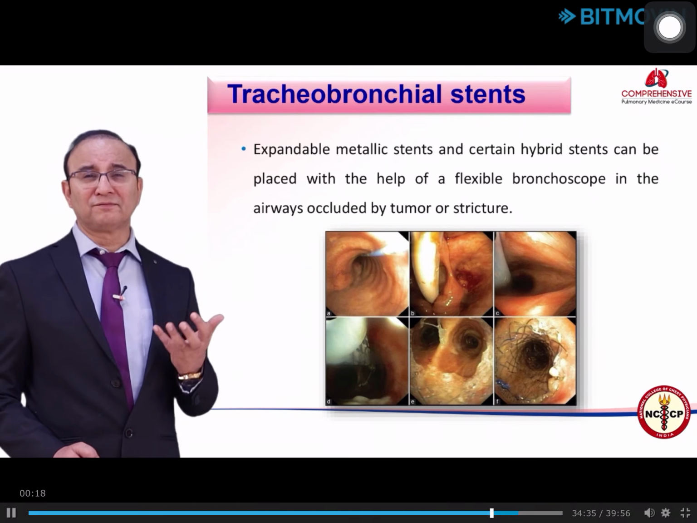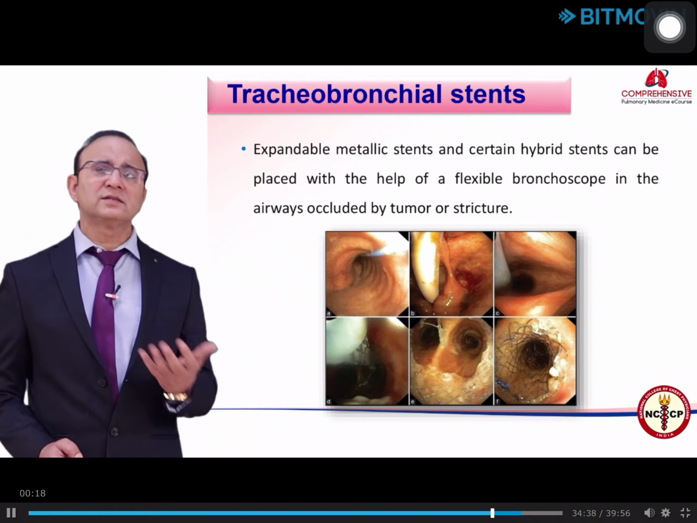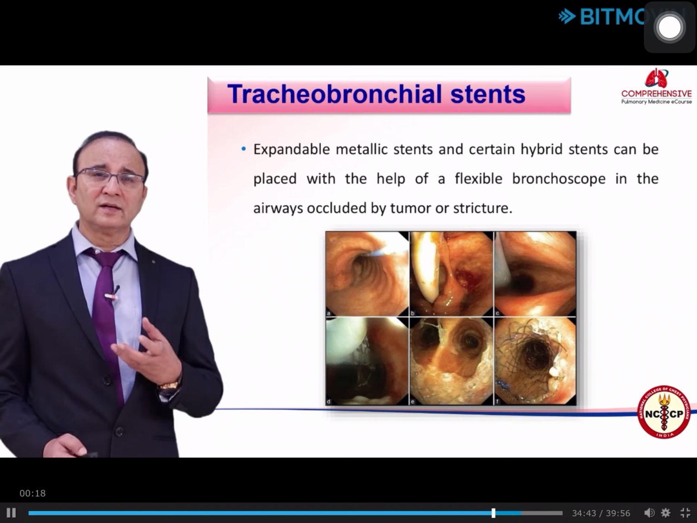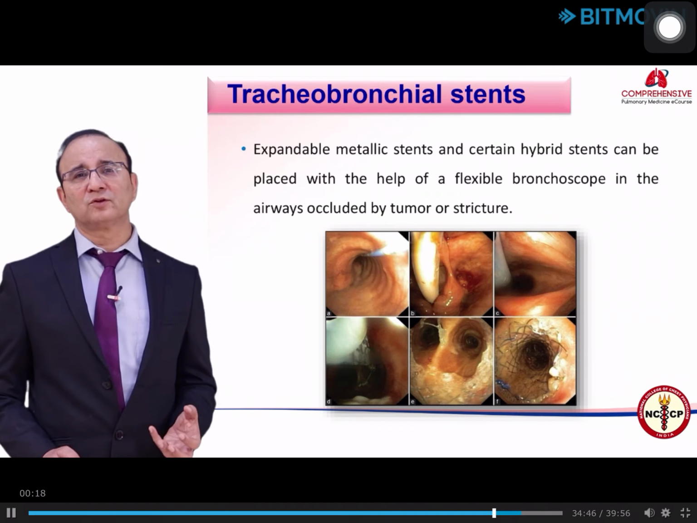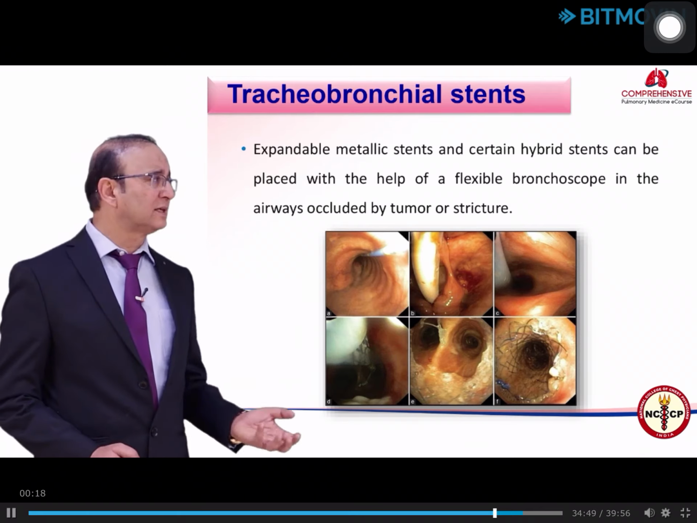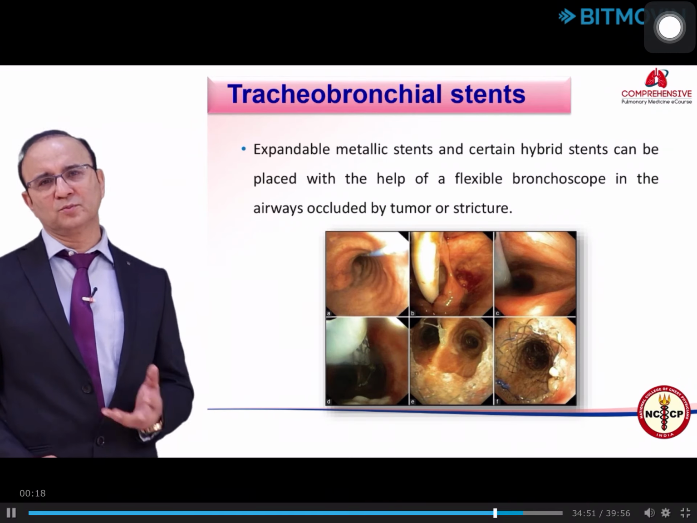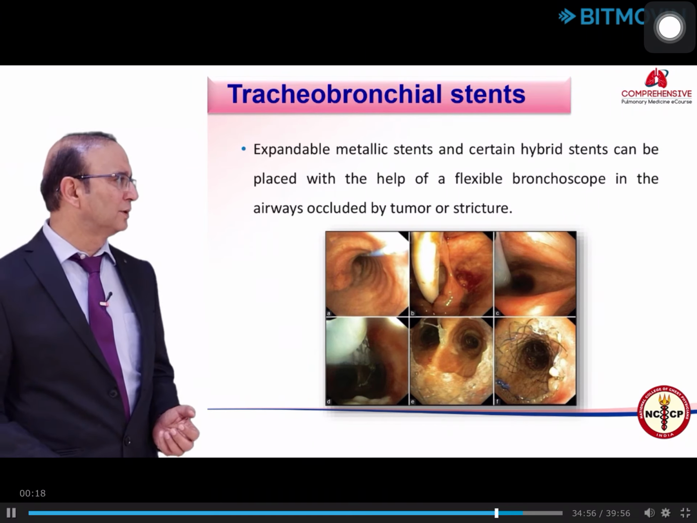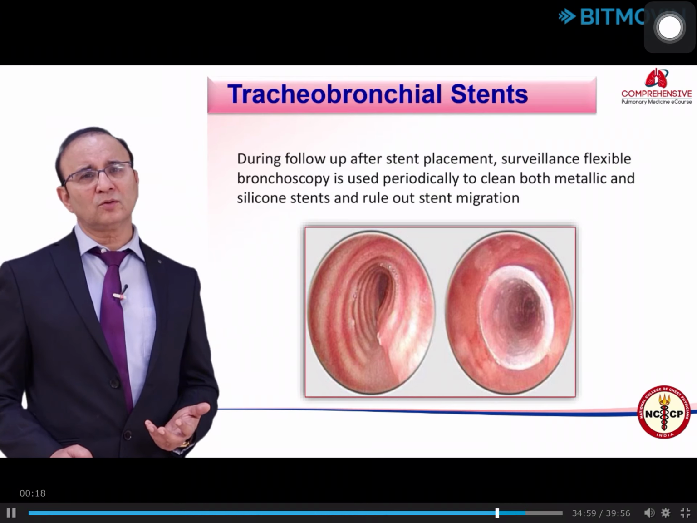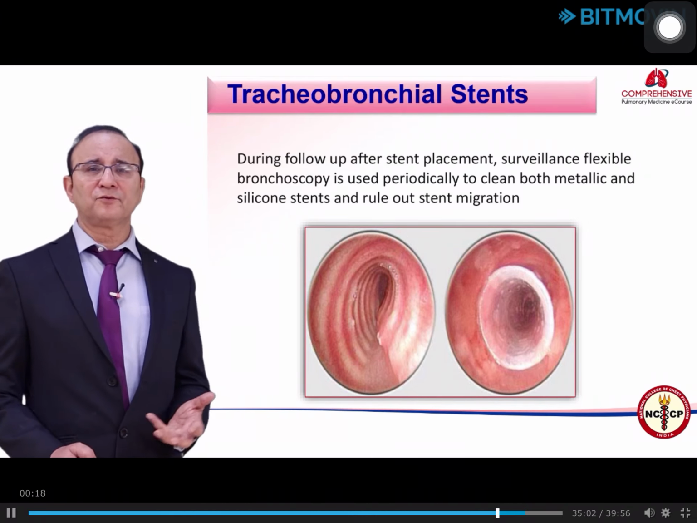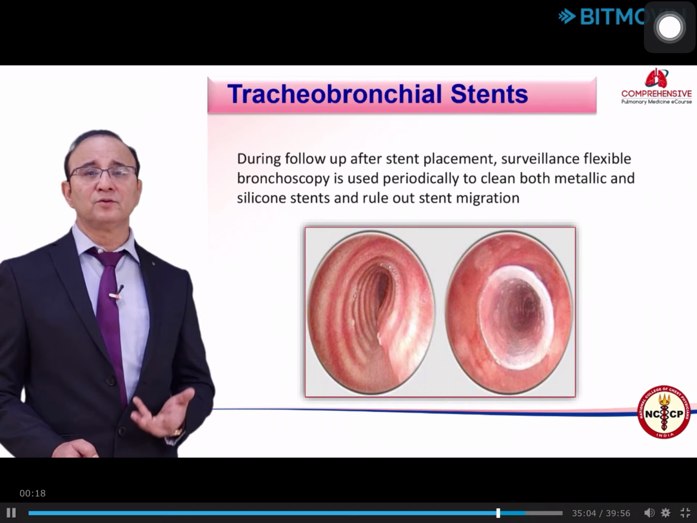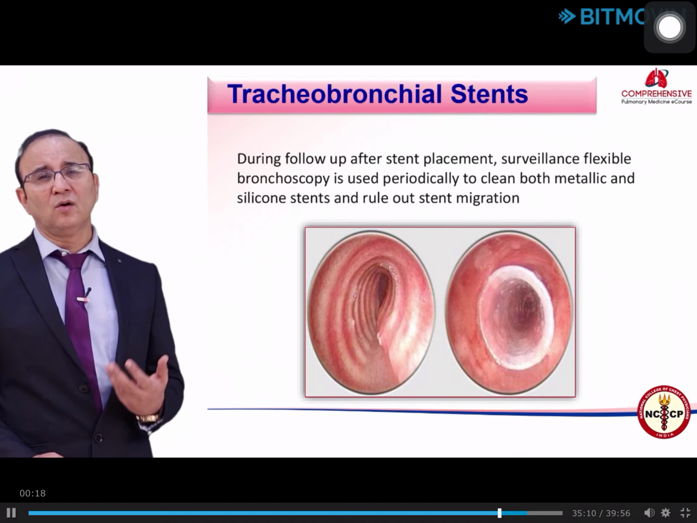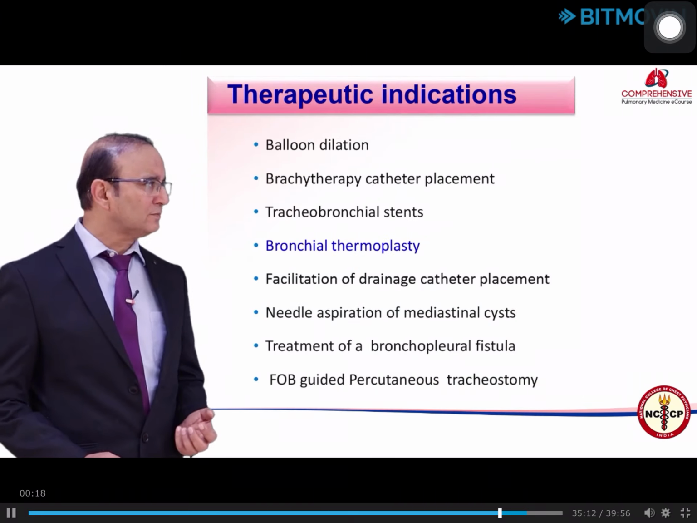Stent can be put with a fiber optic bronchoscope, or with a rigid bronchoscope. Most of the people who are real interventional bronchoscopists prefer to put the stent with a rigid scope. And silicone stents usually require rigid bronchoscopy. You can't put silicone stents with the fiber optic bronchoscopy. And bronchoscopy is not only useful for placement; even if you put a rigid scope, the fiber optic can be used to clean both metallic and silicone stents, or to rule out stent migration.